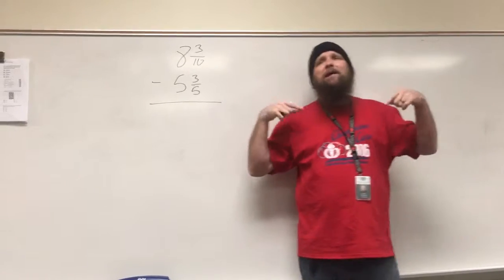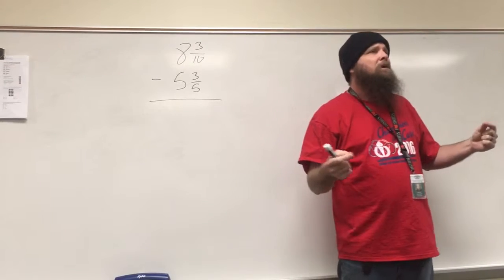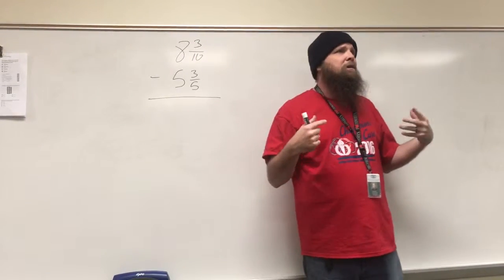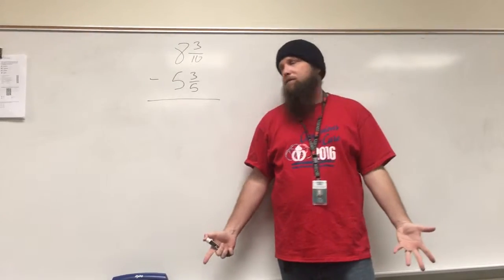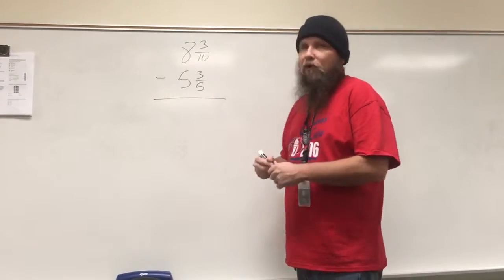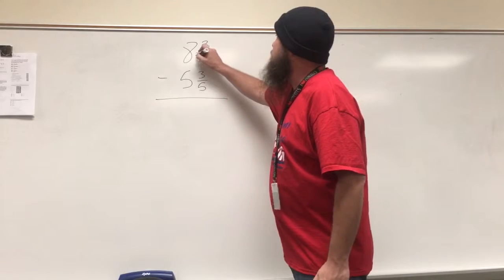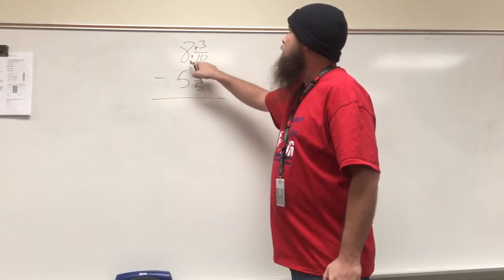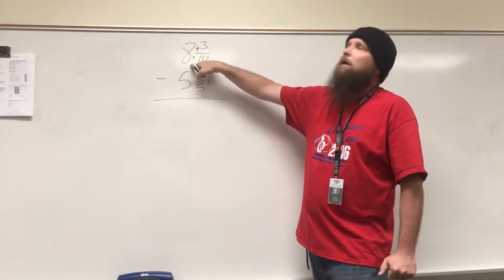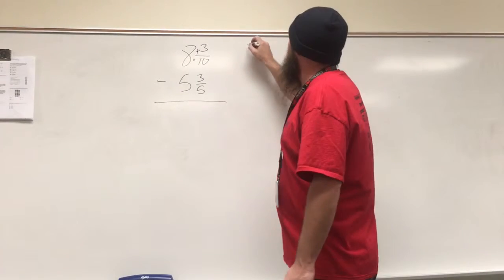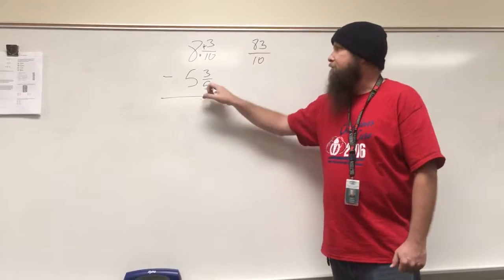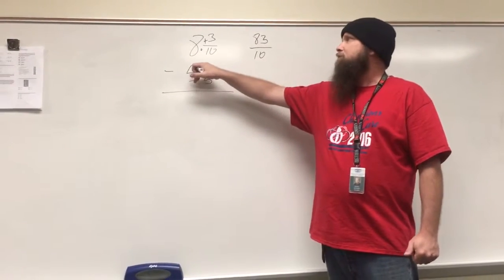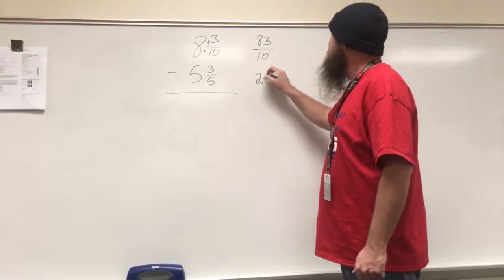I always want to try and get an estimate before I do a problem, because giving an estimate is going to help me when I look at my answer to see if my answer makes sense. Okay, improper fractions, just like we did in the last one, we multiply and add. 10 times 8 is 80. 80 plus 3 is 83. We have that over 10. 5 times 5 is 25. Plus 3 is 28. 28 over 5.